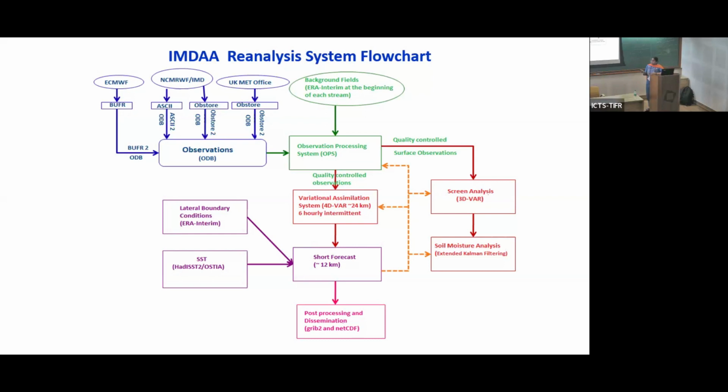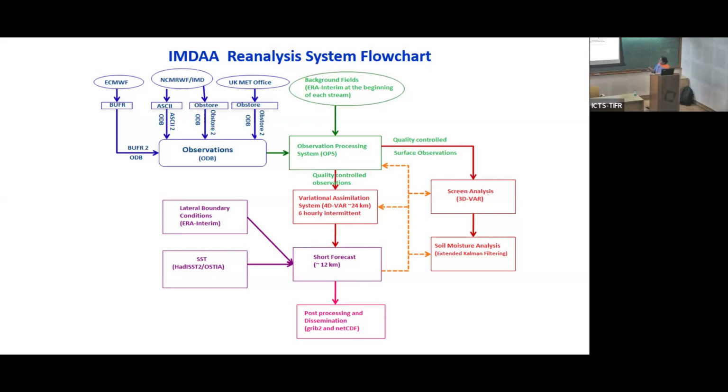Then we do the observation processing. In the observation processing, we have to do all the bias correction, background check, buddy check, hydrostatic check, all those checks. Then we get the quality controlled observation. After getting the quality controlled observation, we do the 4D-Var, 4D variational method. That assimilation we are doing at 24 kilometer resolution. It is not at the 12 kilometer resolution of the model grid.